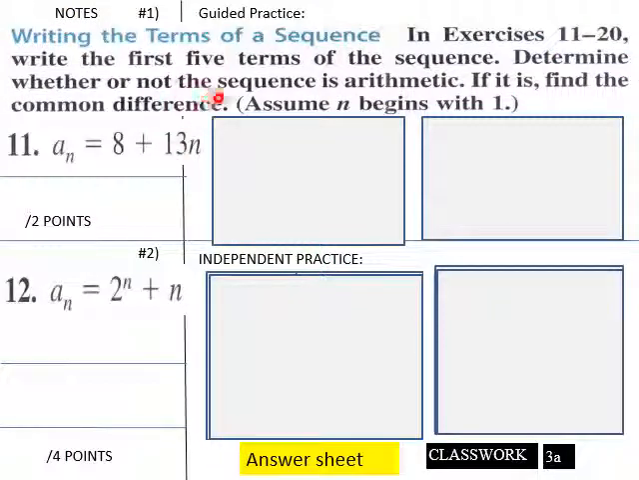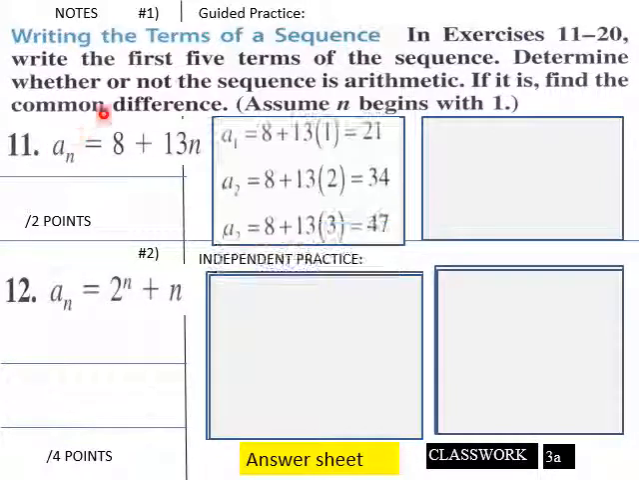Okay, let's try one. Write the first 5 terms of this sequence. Determine whether or not the sequence is arithmetic. If it is, find the common difference. Assume n begins with 1. Students, this one is yours down here. So let's see how this one works up here.